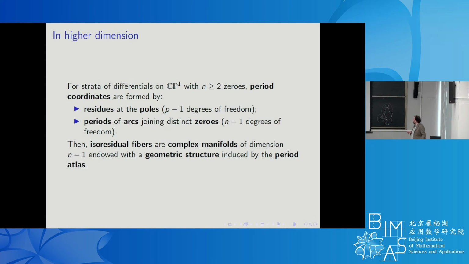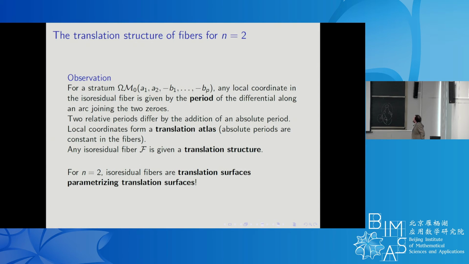And this is actually what you need to define a translation structure, but in higher dimension. My general goal, in fact, is to exhibit isoresidual fibers in higher dimension as families of examples of higher dimensional analogs of translation structures on surfaces. So, in the case of strata with 2 zeros, the additional degree of freedom is just the period of an arc joining 2 zeros. And also, our fibers are complex curves endowed with a natural geometric structure, here a translation structure. So isoresidual fibers are translation surfaces parametrizing translation surfaces. And we have an interpretation of their singularities in terms of the degenerations of the underlying parametrized objects.